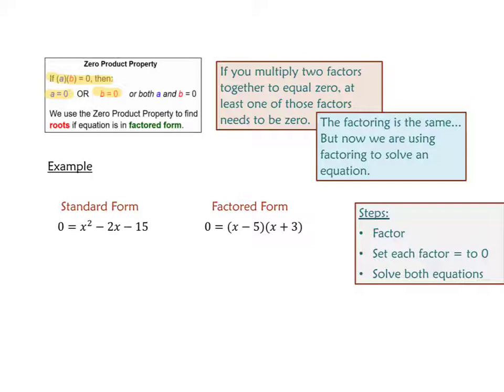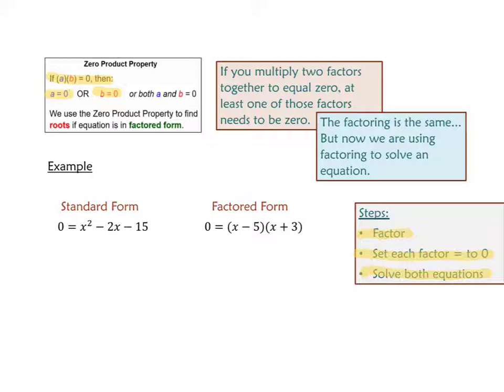Basically what they're saying is if you multiply two factors together to equal 0, at least one of those factors needs to be a 0. 0 times anything is 0. And so we factor the same, but now we're using this factoring to solve an equation. Our steps are, we factor first, then we set each factor equal to 0, and then we solve both equations. If you're a little worried that you don't quite follow that, don't worry. We're going to go over it in this example.